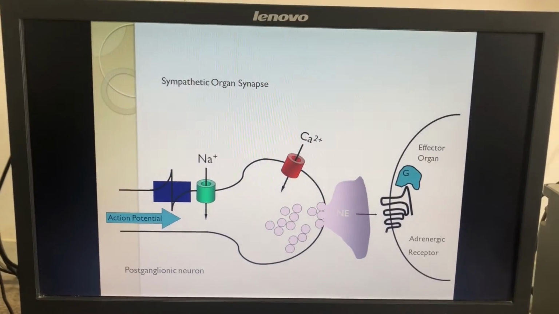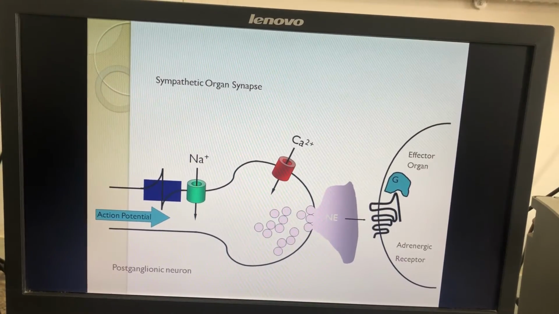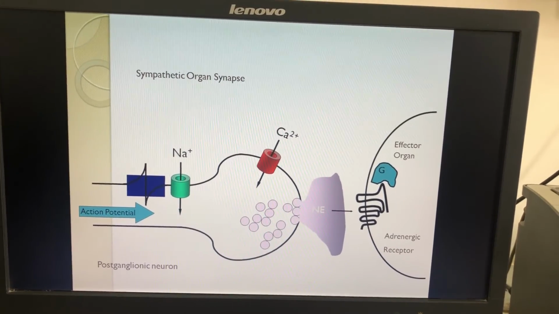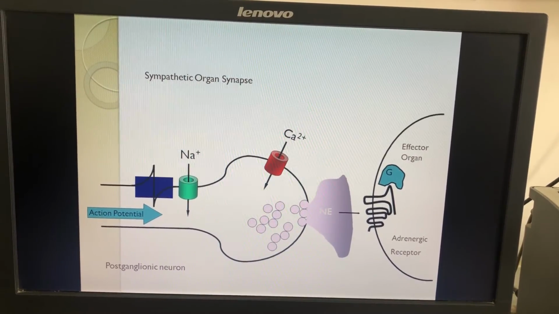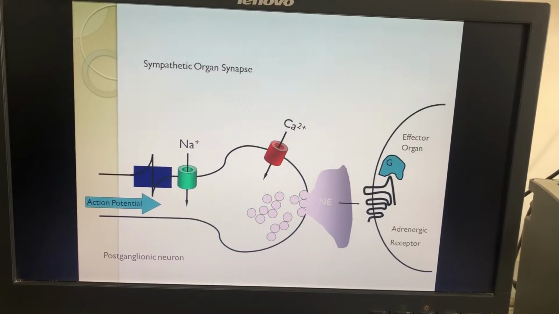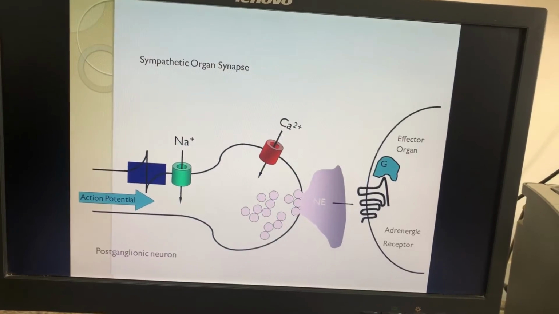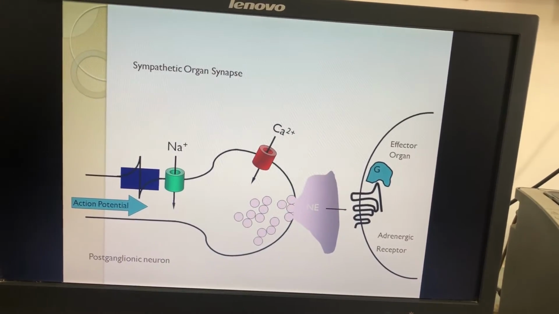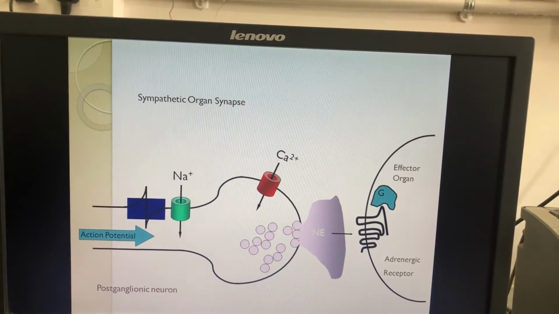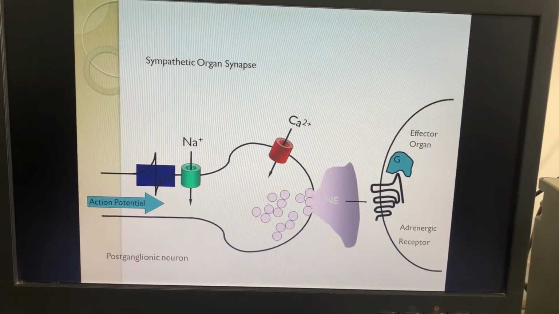Now, to produce the action of adrenaline, noradrenaline or any of the catecholamines, these catecholamines have to go and act on the receptors. These receptors are present on the effector organ, and these catecholamines are stored in the form of vesicles in the neurons. Whenever there is an action potential, it causes the release of the neurotransmitter from the vesicles. The vesicles go and bind to the surface of the neurons and release the catecholamines in the synaptic cleft, where they then act on the receptors present on the effector organs.